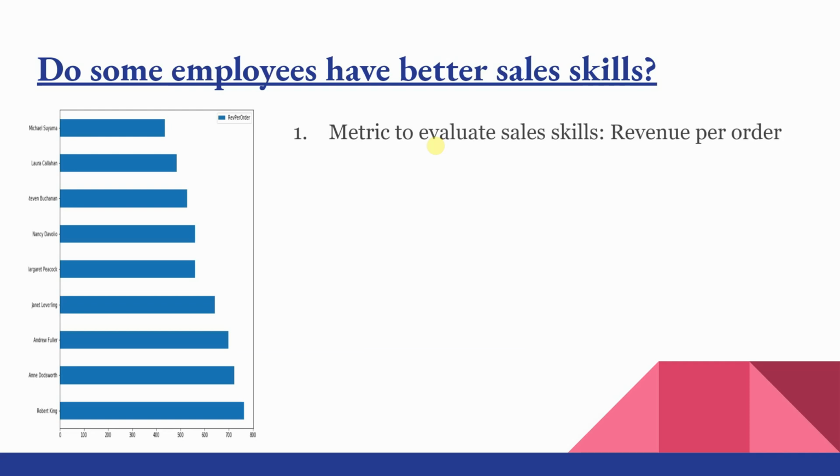The metric that I used to evaluate, to quantify the notion of sales skills, was revenue per order. So basically what that metric is looking at is, let's say Robert King processed 500 orders, on average, how much was the value of the goods that he sold, or how much did he end up collecting for the goods he sold?